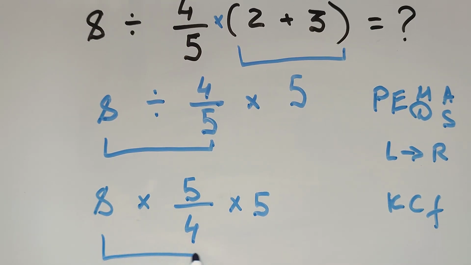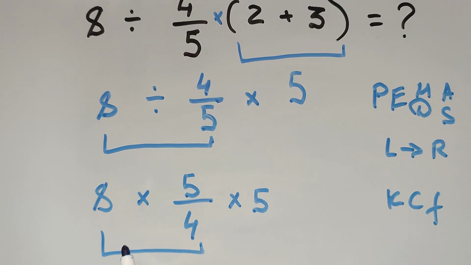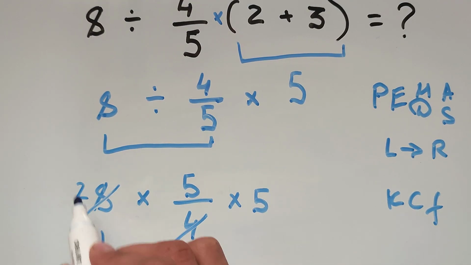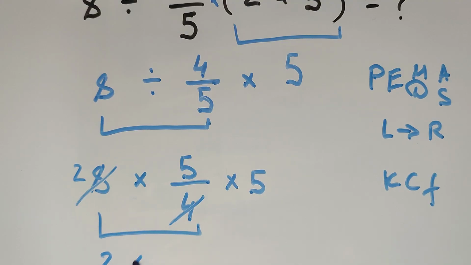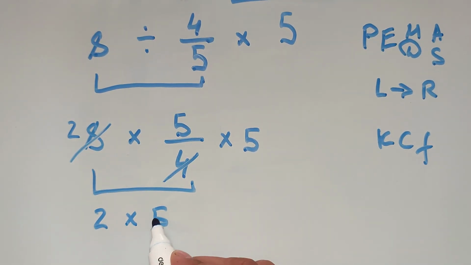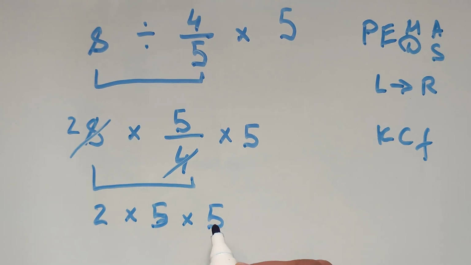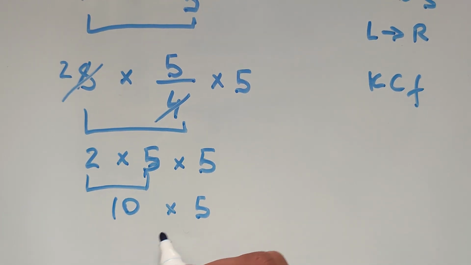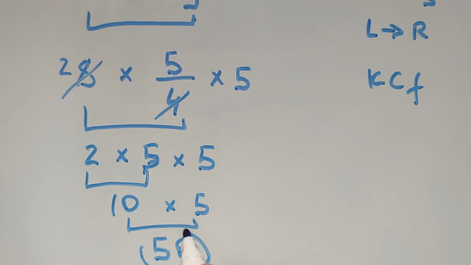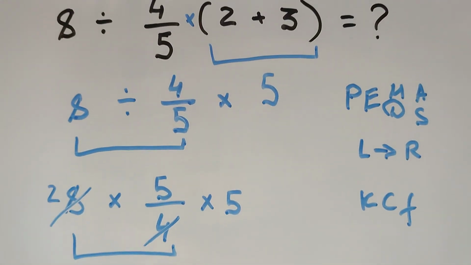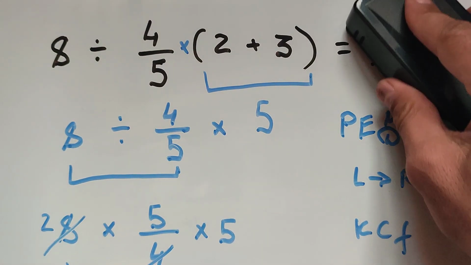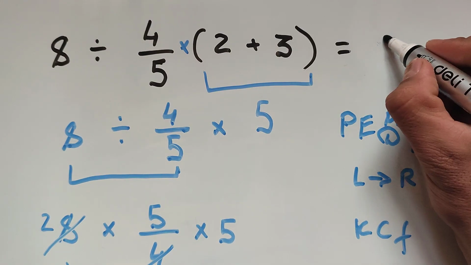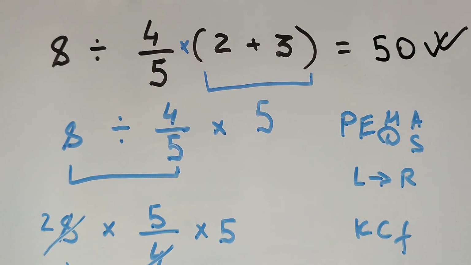Here, first we have to work this, and we may simplify this 8 and 4, here 2 remains, and 2 multiplied by 5 multiplied by 5. And first we have to work this. 2 multiplied by 5 equals 10 multiplied by 5. And 10 multiplied by 5 equals 50. This is our correct and final answer. We can copy this answer here. Answer is 50. That's all.